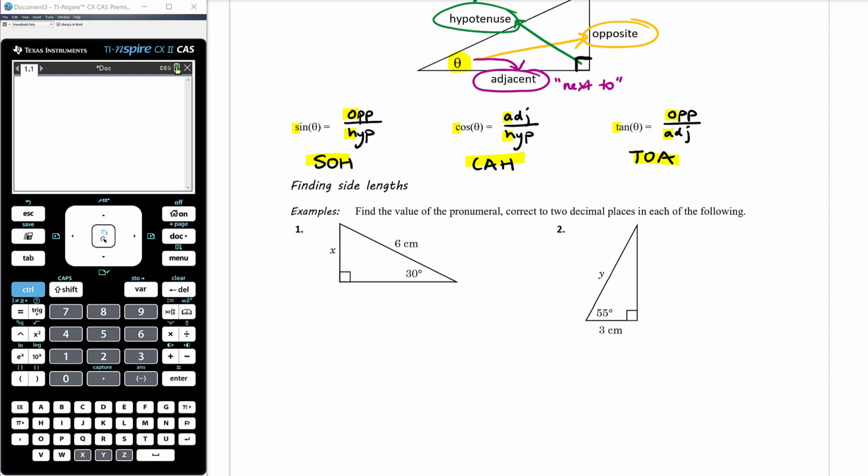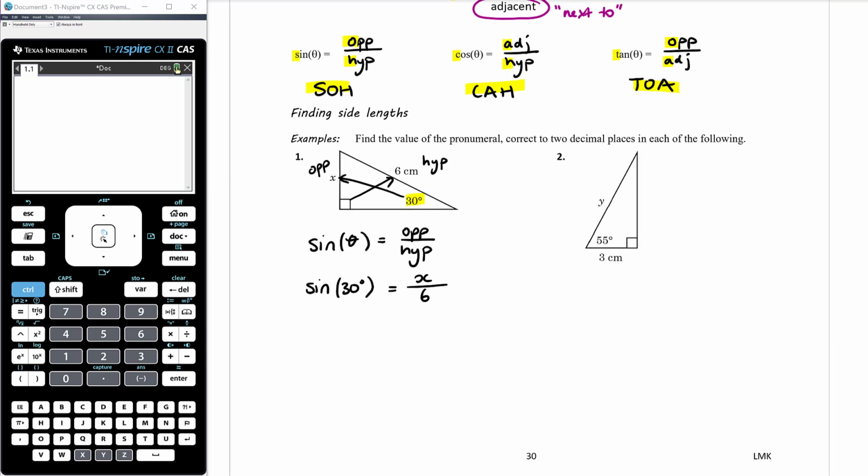Okay, so for this particular question, example 1, we've got this 30-degree angle. That's the angle that we've been given, and so therefore that means that this side length is the opposite side length, and obviously this is opposite the right angle, and so this is the hypotenuse. So we have the opposite and the hypotenuse, and so we're going to be using sine. So we know that sine of the angle is equal to the opposite length over the hypotenuse, and so for this problem that means that sine of 30 degrees equals the opposite length, which is our unknown that we're trying to find, x, divided by the hypotenuse, which is 6.